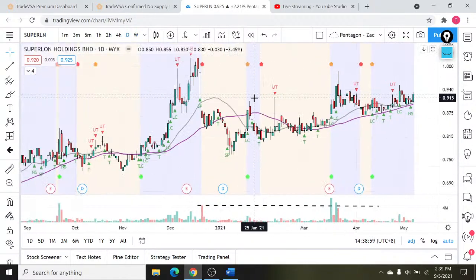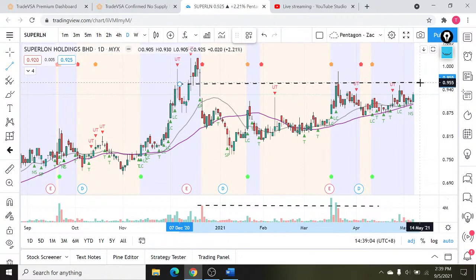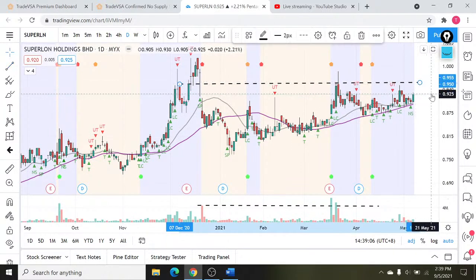Okay, now this is easy to read. This is the immediate resistance, so probably it will hit here, pull back, hit here, pull back, hit here, pull back before a big breakout. So this is expected.